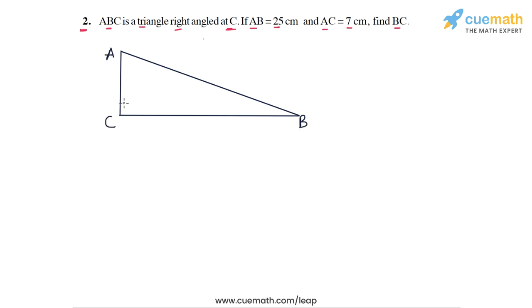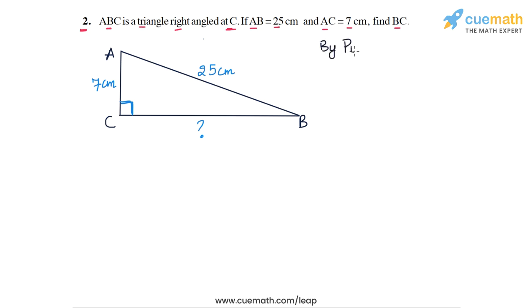And we know that the triangle is right angled at C. So this angle here is 90 degrees. And AC is 7 centimeters, and BC is unknown. We have to find its length. And AB is 25 centimeters. Now we can apply the Pythagoras theorem to triangle ABC to find the length of BC.